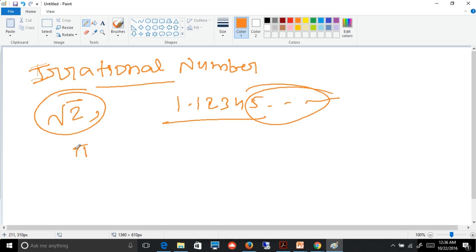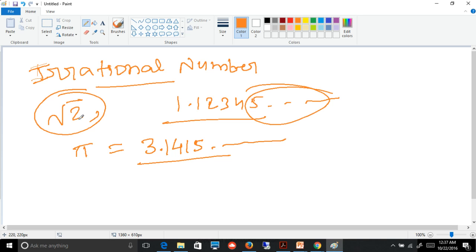Like pi is also an irrational number because its value is 3.1415 and so on. So basically, if you calculate the number and its decimal value is not going to end, those are called irrational. Or in other terms, you can say numbers which are not rational are called irrational.